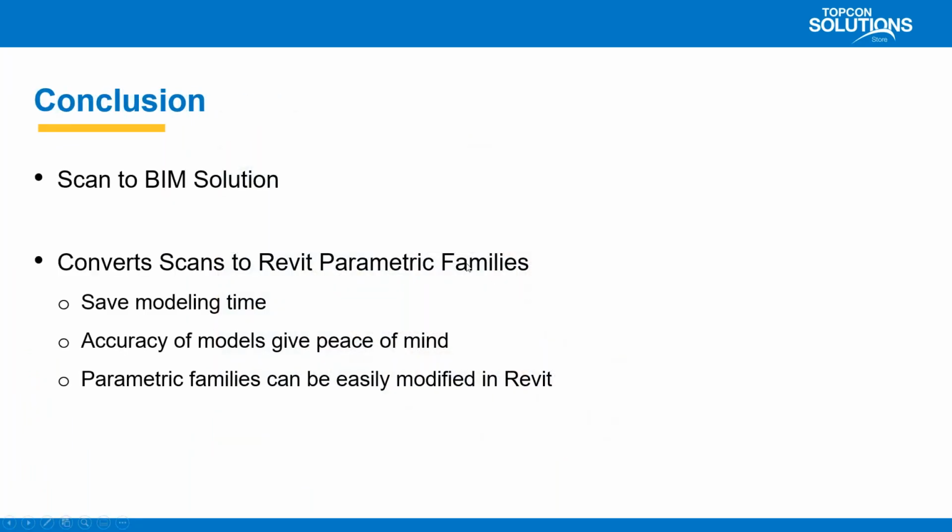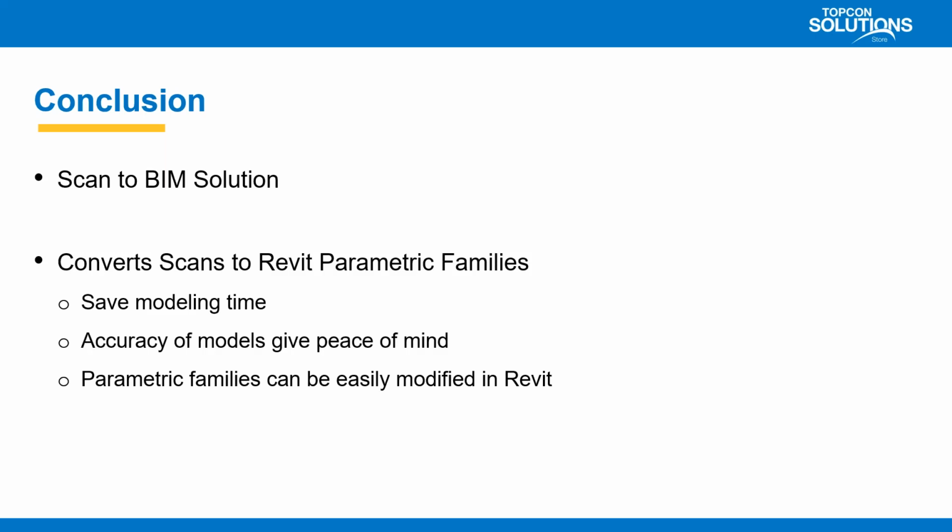All right, so in conclusion, Edgewise is a scan to BIM solution. The big thing that I feel sets it apart is that it converts these scans to Revit parametric families. So this saves us modeling time. It gives us the accuracy of models to give us that peace of mind. And then parametric families can easily be modified in Revit.